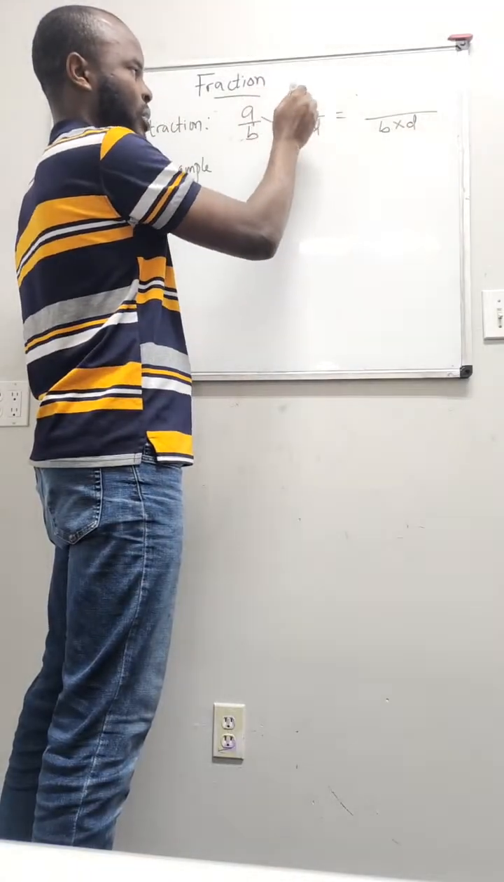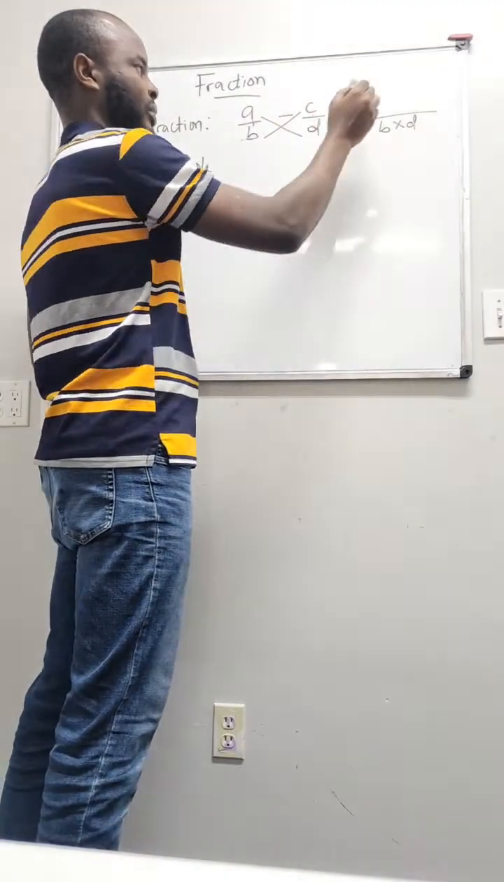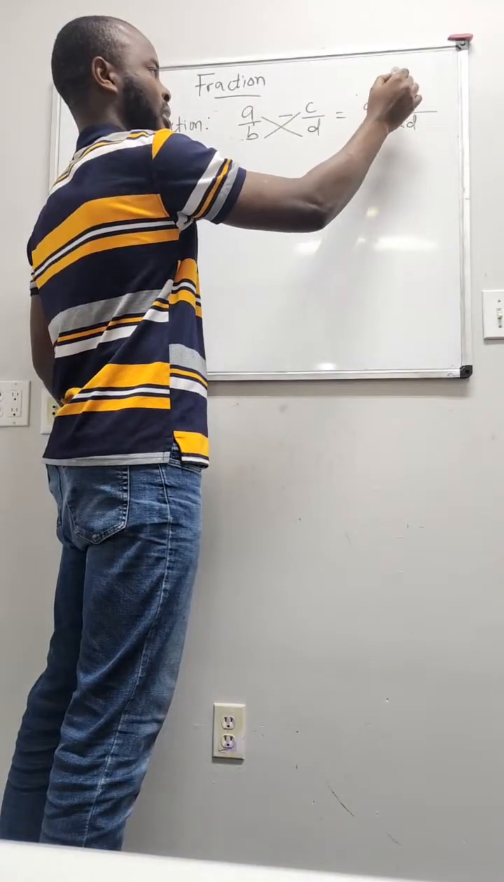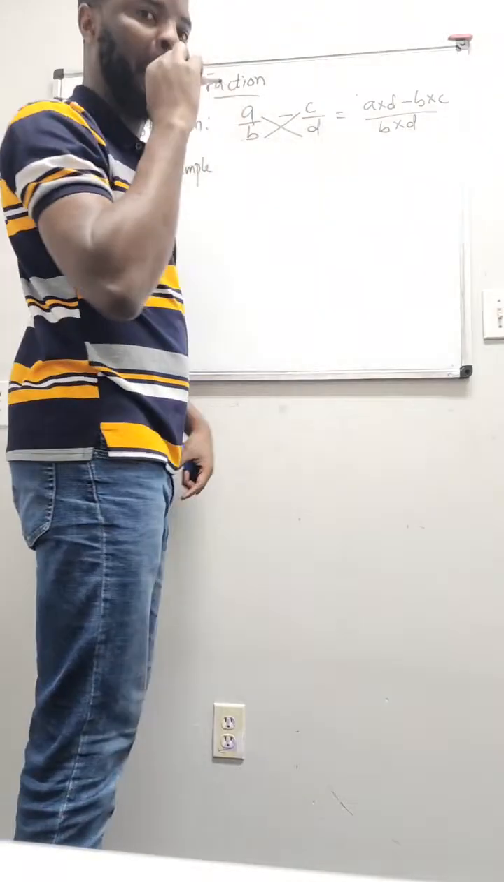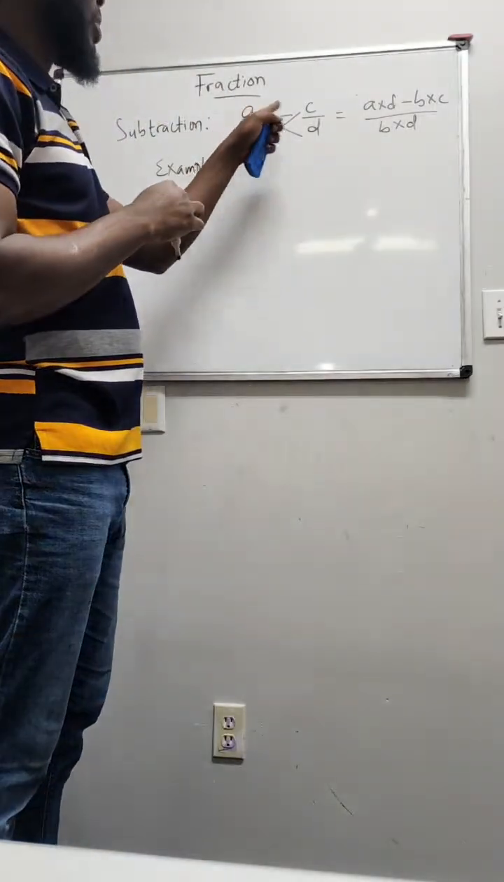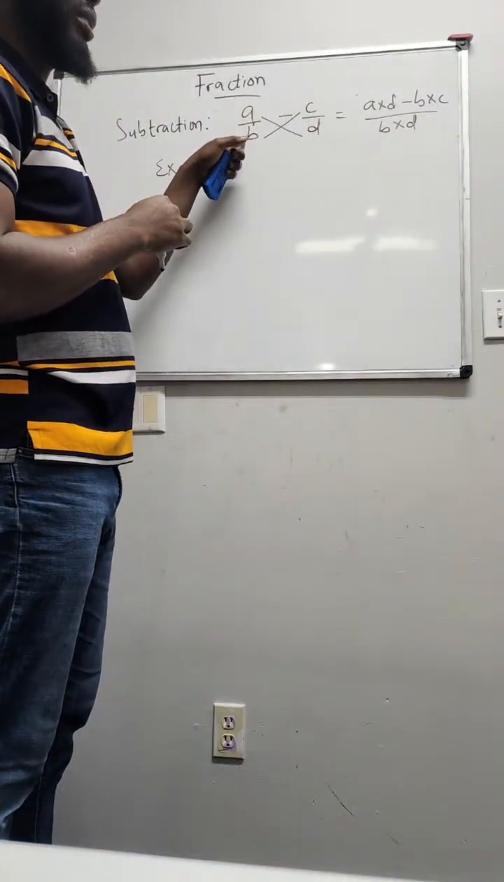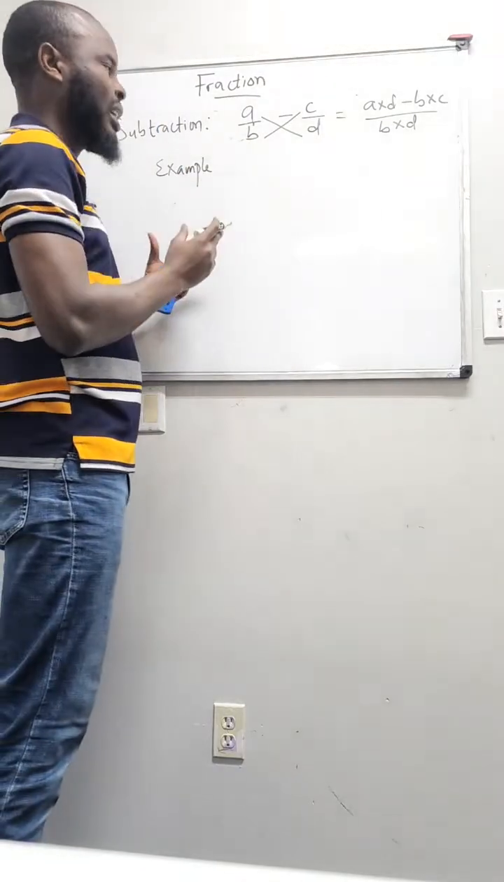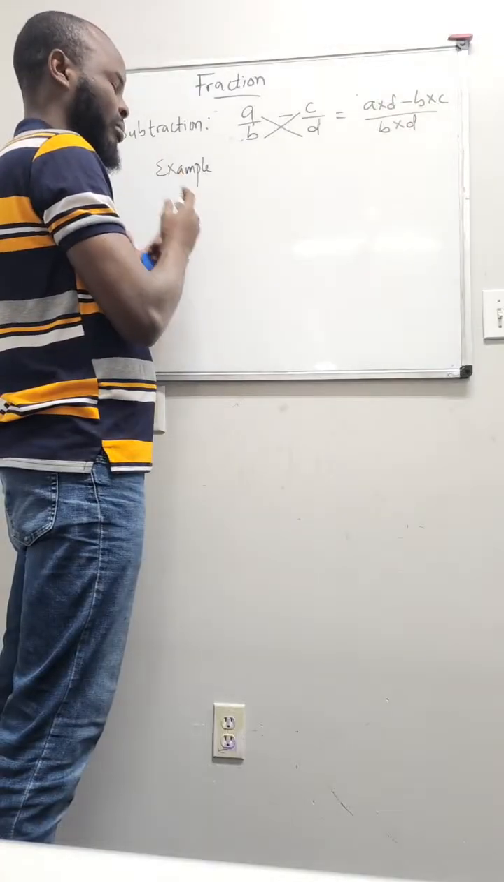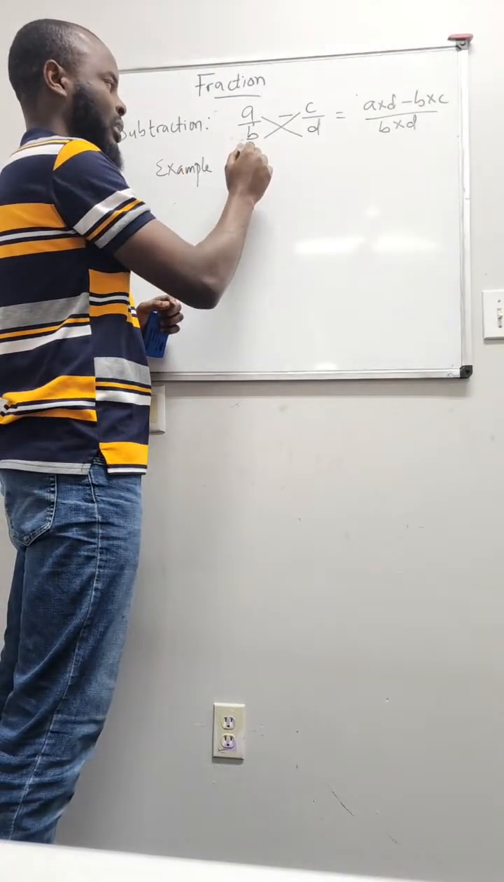And you can cross multiply as usual. You can have A times D minus B times C. So that means you can multiply this and you can multiply this. So that is the rule. Now let's have this example, and after that we move to the next, which is mixed fraction. But let's have an example on this.